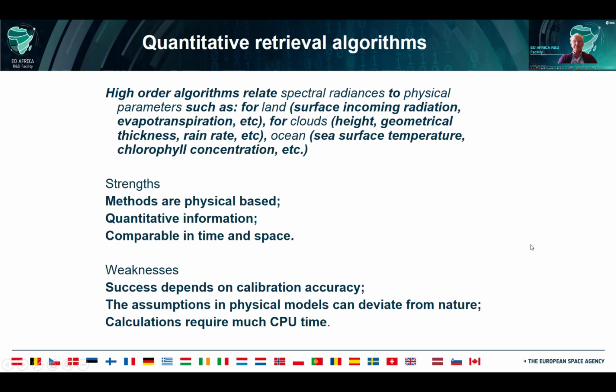We are utilizing these to prepare our quantitative retrieval algorithms. So we try to relate the spectral radiances to physical parameters. The strength is that the methods are physically based. We get quantitative information which is comparable in space and time. The weakness is that the success of it depends on the calibration, and assumptions within the model can of course deviate from nature, and calculations do require computing resources.